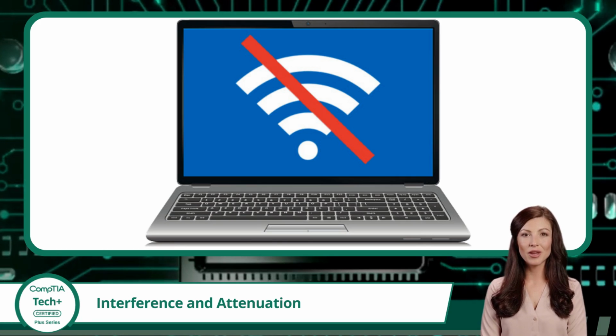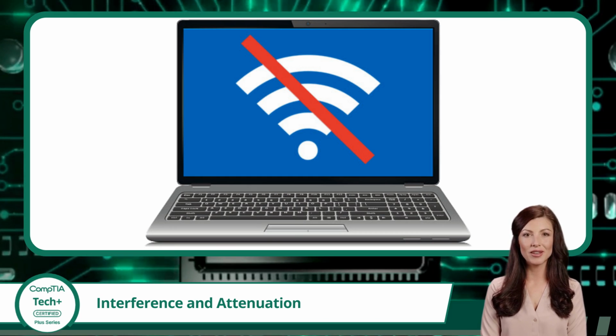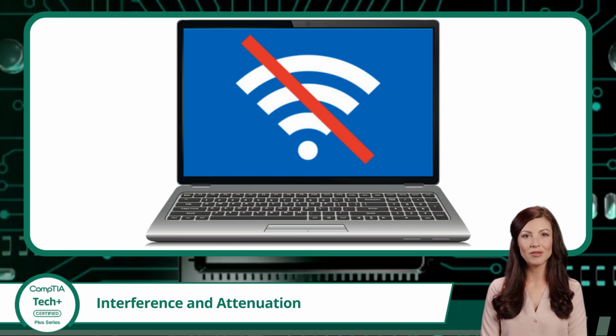So what can you do if you run into this problem? The best approach is to identify and remove sources of EMI whenever possible. If you can't remove them entirely, try to keep them at a distance from your wireless equipment. Reducing interference is key to maintaining strong, stable wireless connections.